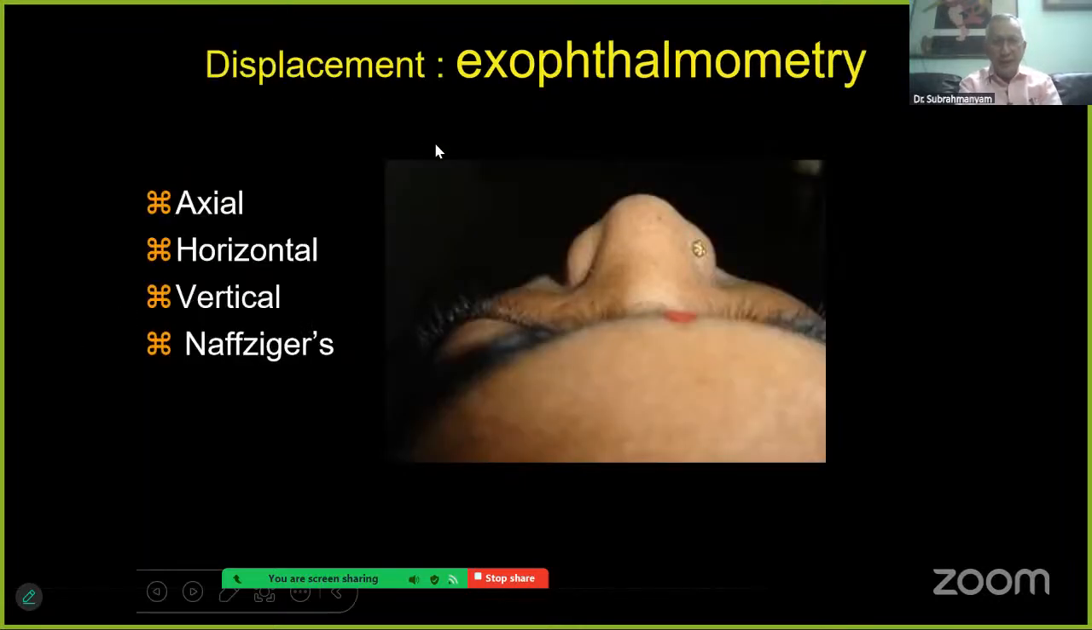For the displacement, you have to measure it with exophthalmometry. It could be axial, which can be measured with exophthalmometry, or it could be horizontal or vertical. This is called the Knapp-Seeger's test. Ask the patient to look at an object straight. You stand behind the patient and slowly bend the head backwards, and the eye which is proptosed pops up forwards, whereas the eye on the normal side is not able to see. This is how you can make out that the patient has proptosis if you don't have any instruments.